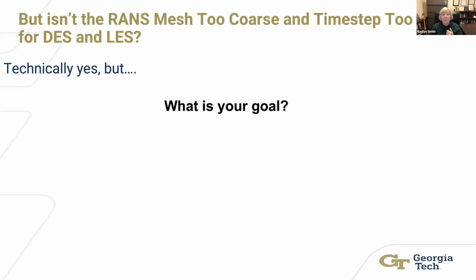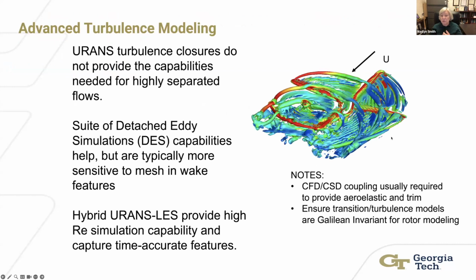Now, again, a lot of people say, is a RANS mesh too coarse? Well, remember, what you're doing is you're resolving the scales that matter in the wake. You're not trying to model the Kolmogorov scales next to the surface, okay? Also, make sure that your code is Galilean invariant if you're running a rotating system like rotors.